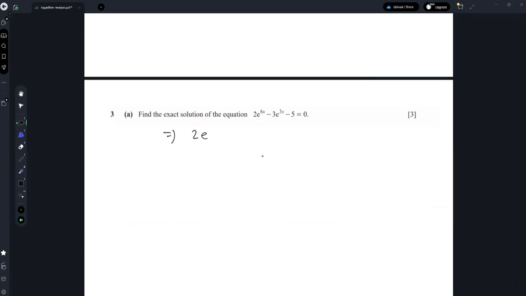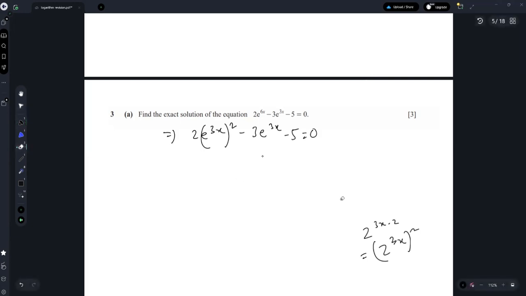If I have 2 to the power 6x, we know about the rules: 2 to the power 3x times 2, I can actually write this 2 as a power outside of this thing. So I can write this thing as 2 to the power 3x whole square minus 3 to the power 3x minus 5 equal to 0. But here's the thing. Would you want to write this 2 to the power 3x many times? We technically got a quadratic equation we can solve with 2 to the power 3x as our main required variable.